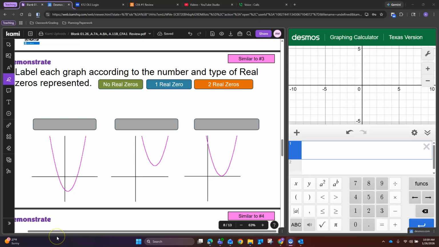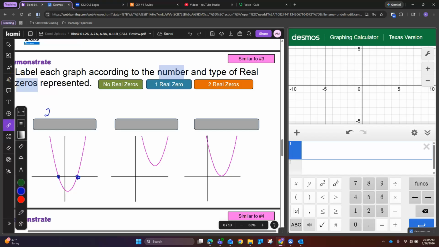This one, if you are doing the Amplify, it is going to be a matching activity. How many times does each of these graphs cross or touch the x-axis? That's what we're looking for here because we're looking for the number of zeros, right? So this one crosses 1, 2. So this graph has 2 real zeros. This one does not touch. So this has no real zeros. And this one touches once right here. So it has 1 real zero.